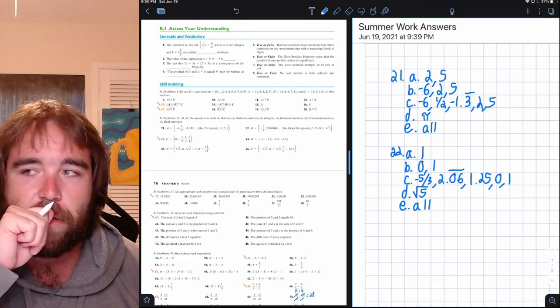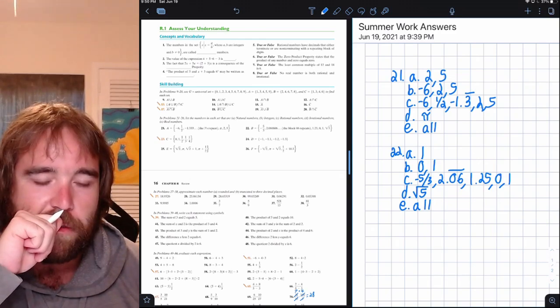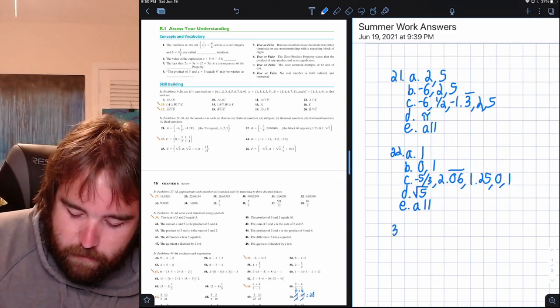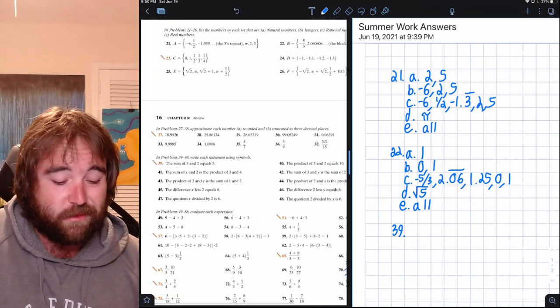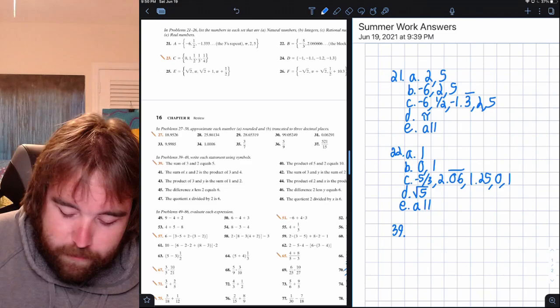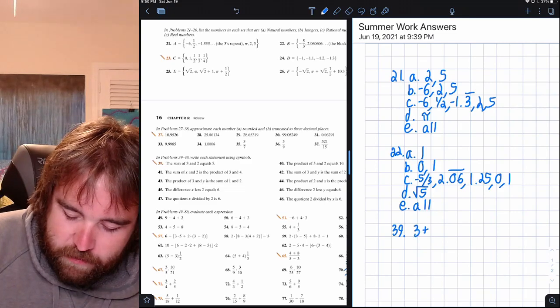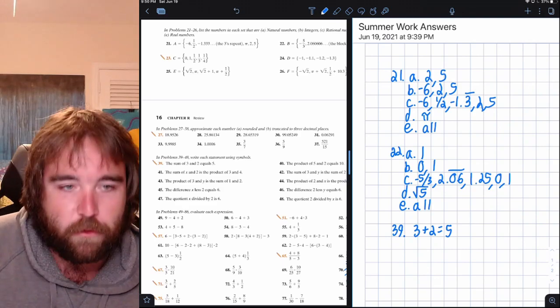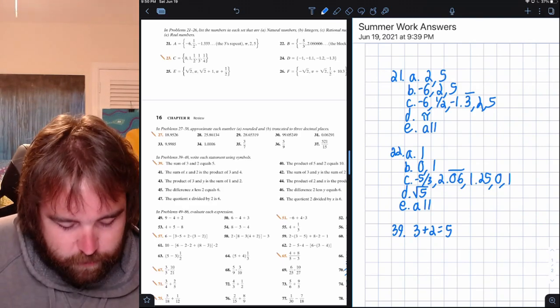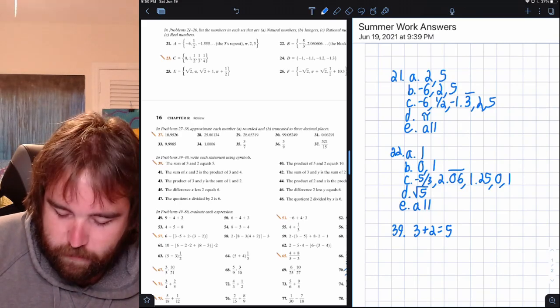All right, cool. So then we're going to go into 39. Write each statement using symbols. This is really important. So the sum, that's addition. So 3 plus 2 equals 5. Cool. What are we doing here? 39 to 47. So all of these. Odd, of course.